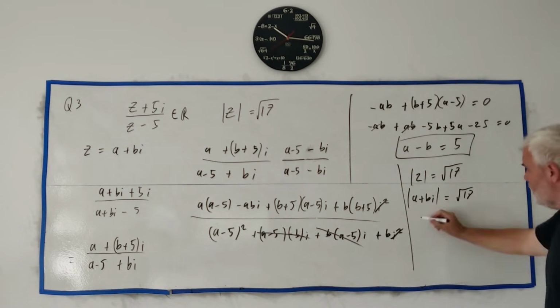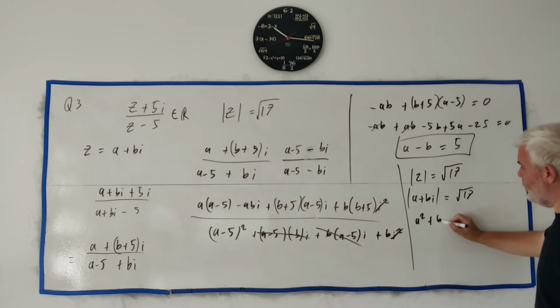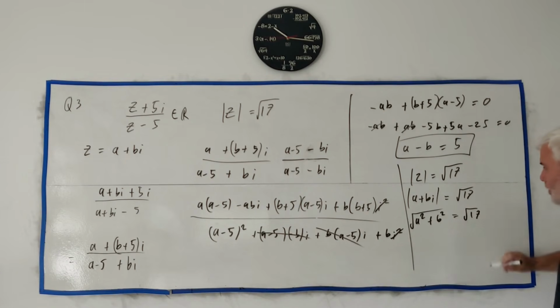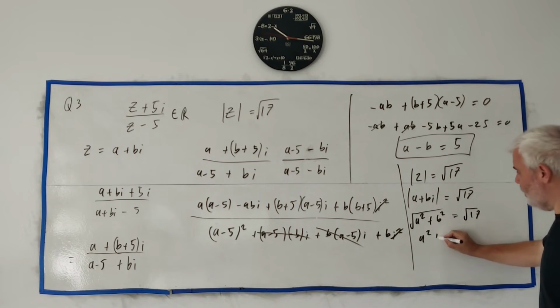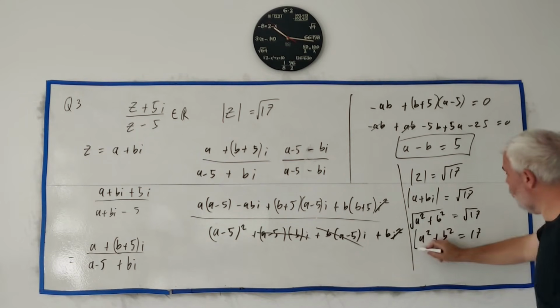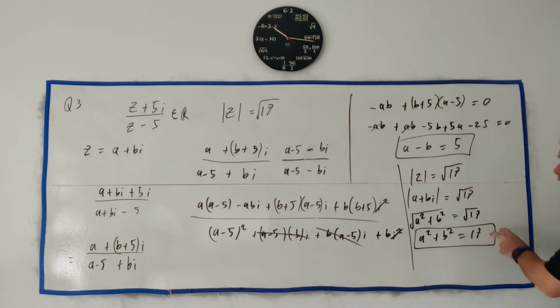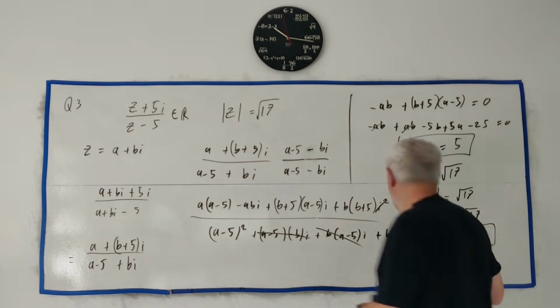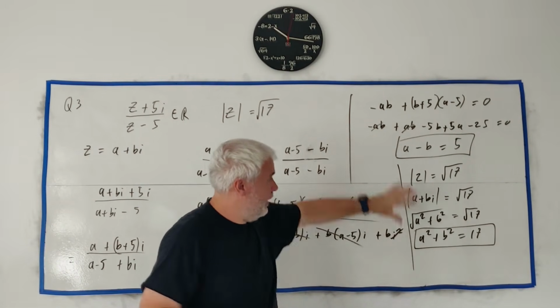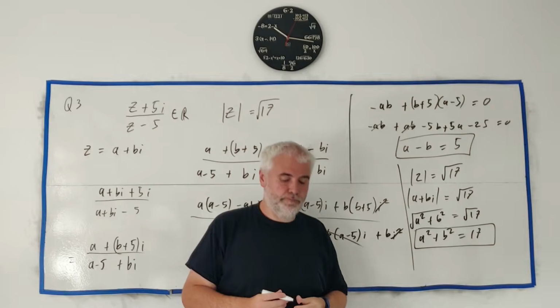Remember how the modulus works, that's just the square root of A squared plus B squared, which is equal to the square root of 17. That's just A squared plus B squared equals 17. We have these two simultaneous equations. I will clean the board off now and we'll solve this, but hopefully you're all able to solve this at this point. We're just down to a quadratic simultaneous equation.